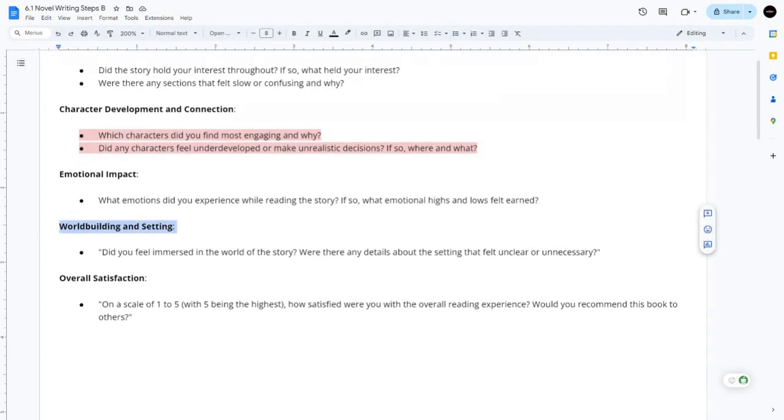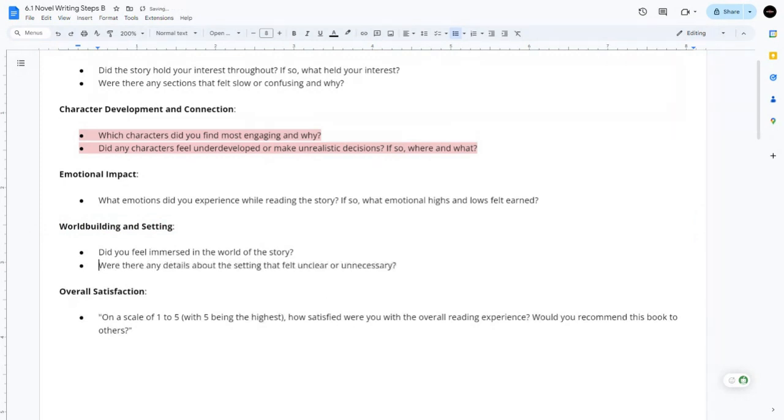Another variation of question is world building and setting. So, did you feel immersed in the world of the story, right? Were there any details about the setting that felt unclear and unnecessary? Again, these are yes and no questions. So I'm showing you them, and then we're going to make them more immersive. Did you feel immersed in the world of the story? If so, what pulled you in?